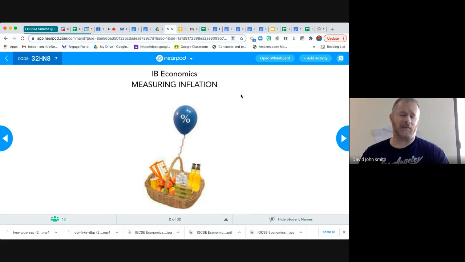Just as we have with unemployment, we're going to be thinking about the same sorts of things with inflation. So you can kind of see a bit of a pattern as to how we're going to be explaining these sorts of ideas. So this is about measuring inflation.